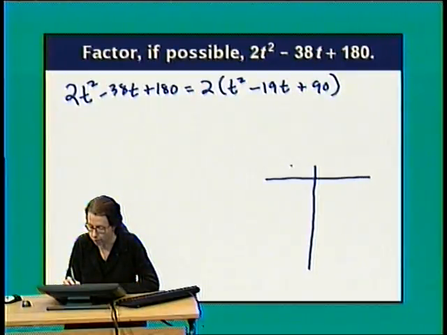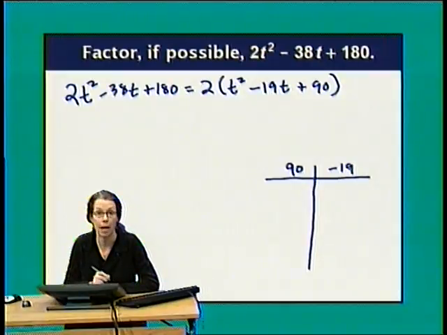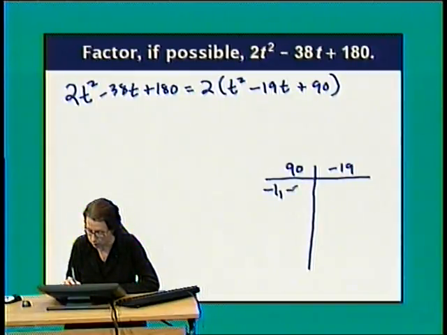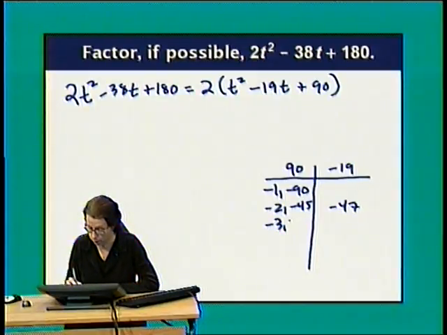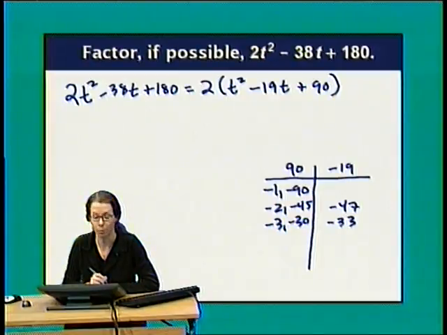So I'm looking for factors of 90 which add to negative 19. Both of my factors are going to have to be negative. So negative 1 and negative 90, well, that won't work. Negative 2 and negative 45, that adds to negative 47, that won't work. Negative 3 and negative 30. That's not working.